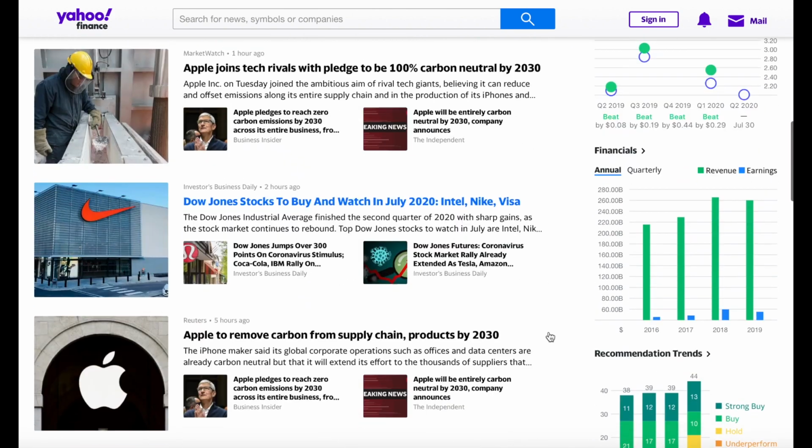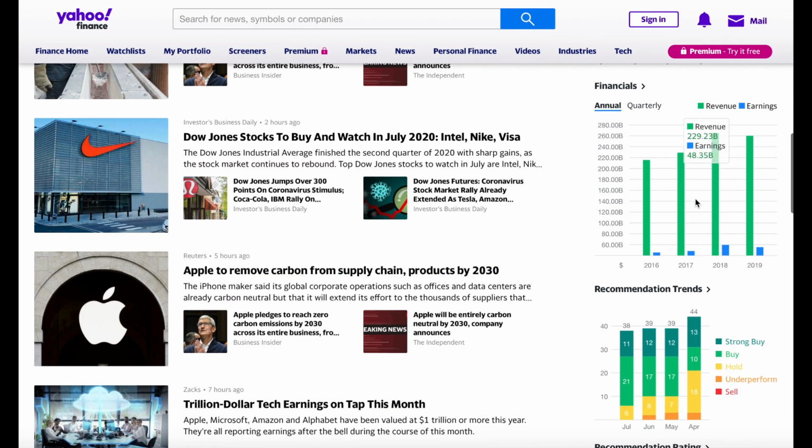All right, so these are their financials. Obviously, these are the revenue and the earnings. So this is the revenue that they've made. These are the earnings that they've made off of the revenue.